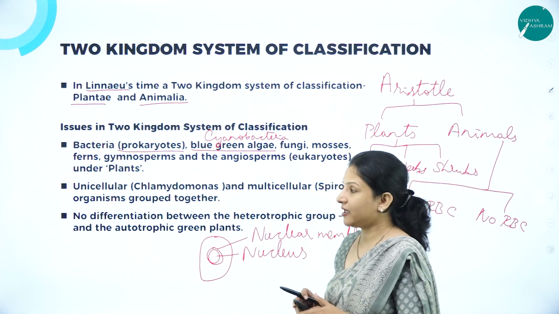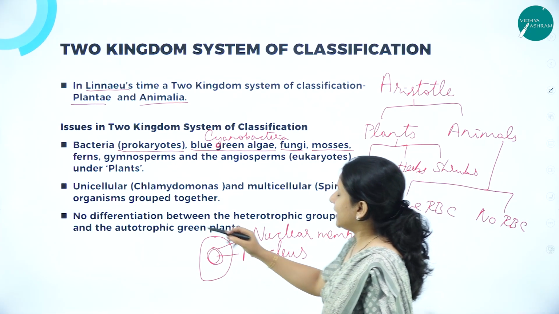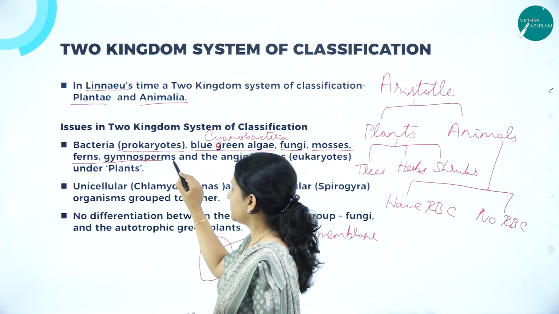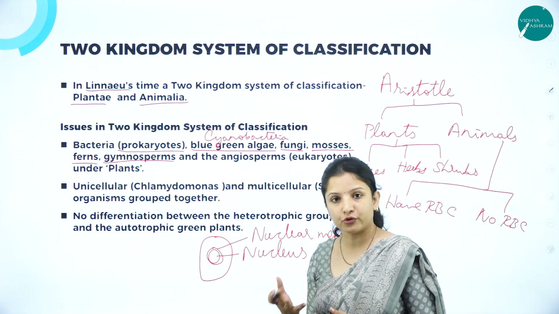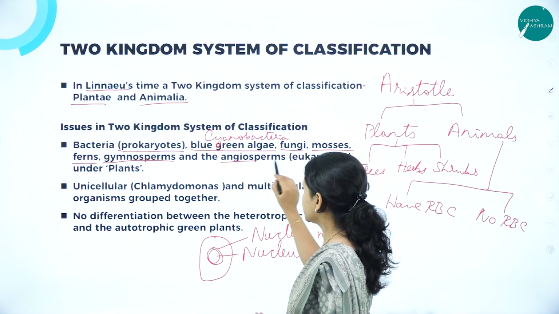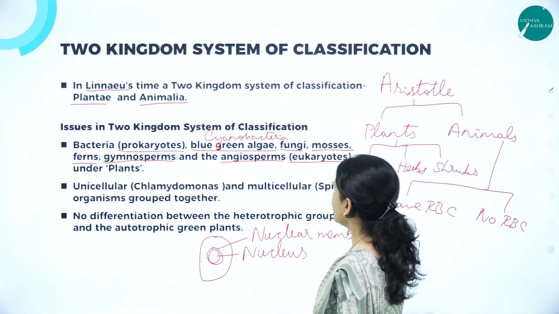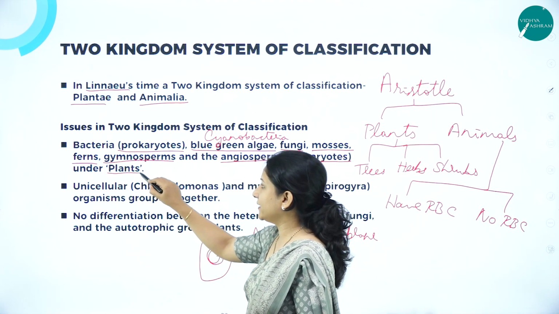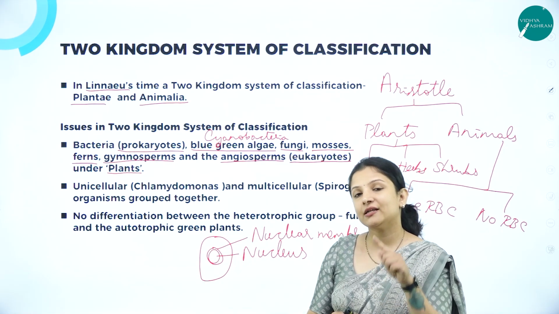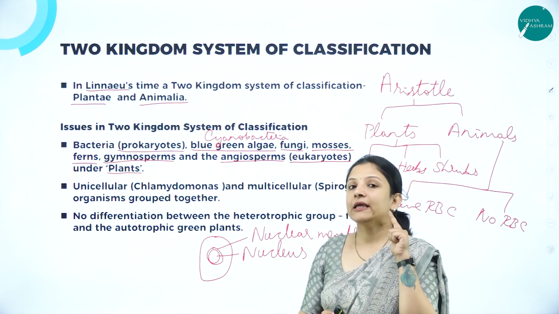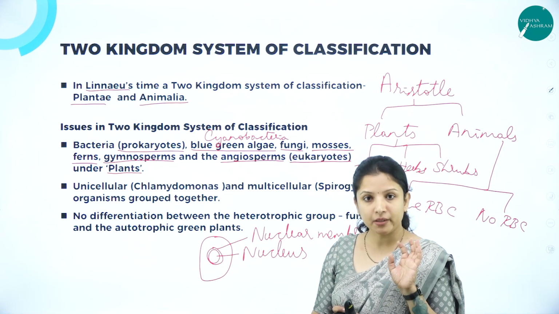It is a bacteria and they are unicellular. And then fungi, mosses, ferns, gymnosperms. These ferns, mosses and all are non-flowering plants. They don't produce flowers. And angiosperms, which are flowering plants, they are all put under eukaryotes, that is under plants. Bacteria was supposed to be a prokaryote because bacteria are unicellular in nature. They don't have a nuclear membrane, nor are their organelles bound by membrane.